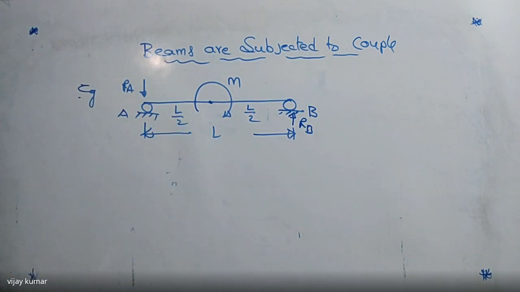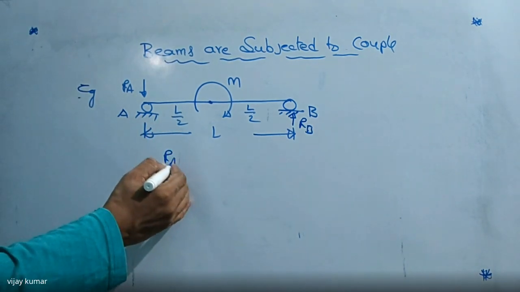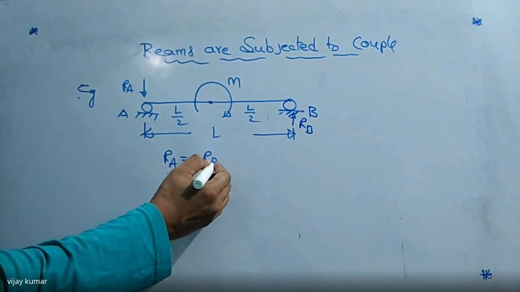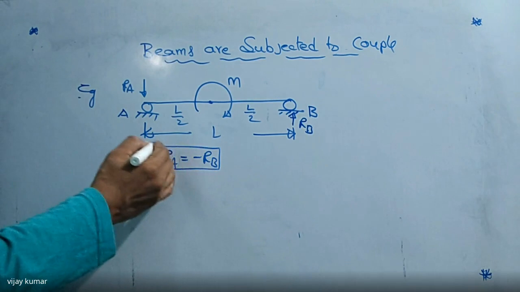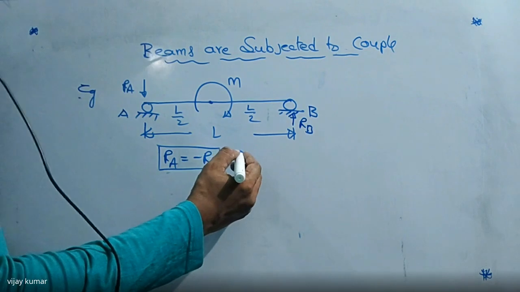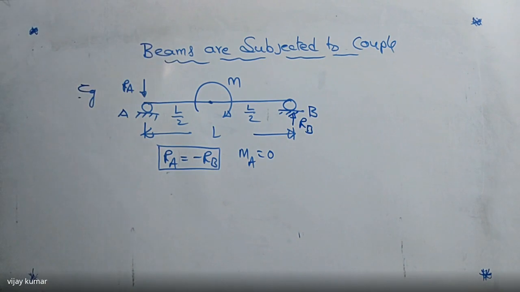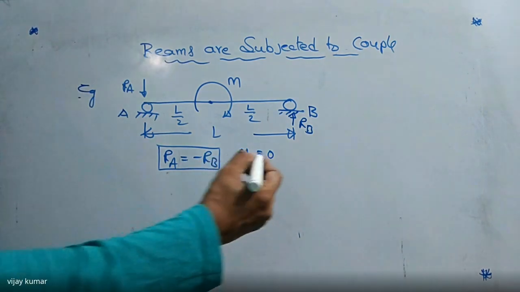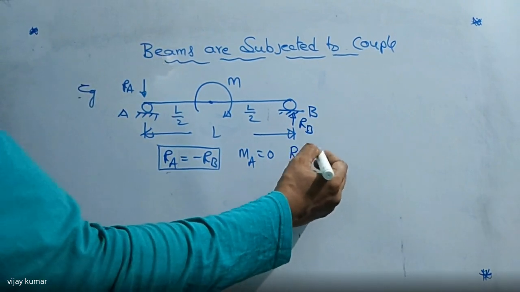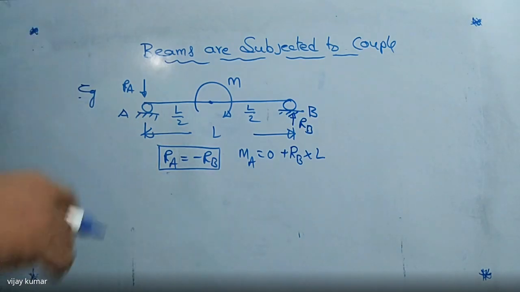Now how to find the magnitude of these reactions? Listen carefully. We are getting RA is equal to minus RB. That is one relation. So I want to find another relation between RA and RB. So I am writing here, take moment about A is equal to 0. Then I am writing here RB into total length, that is positive. Why? Because RB is moving in upward direction, that is always a positive moment.